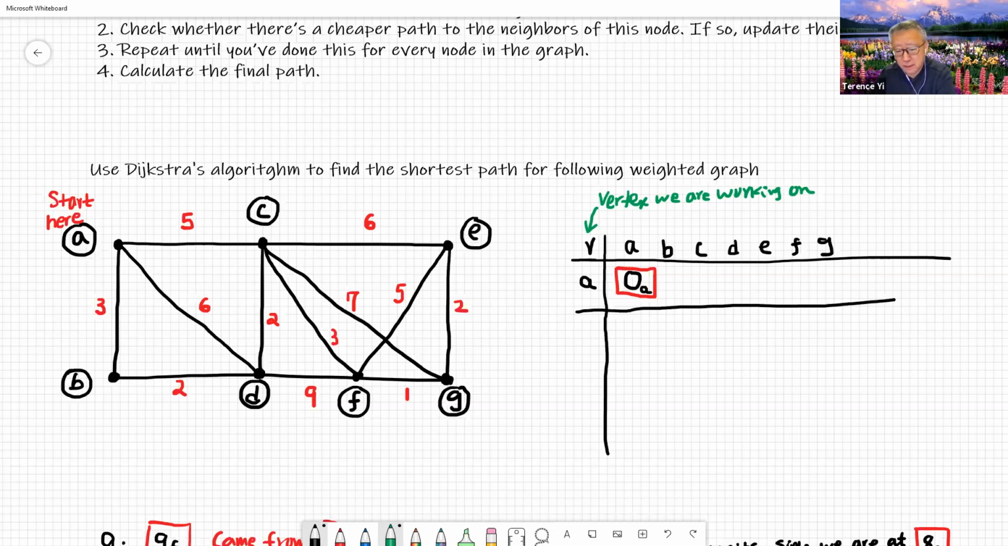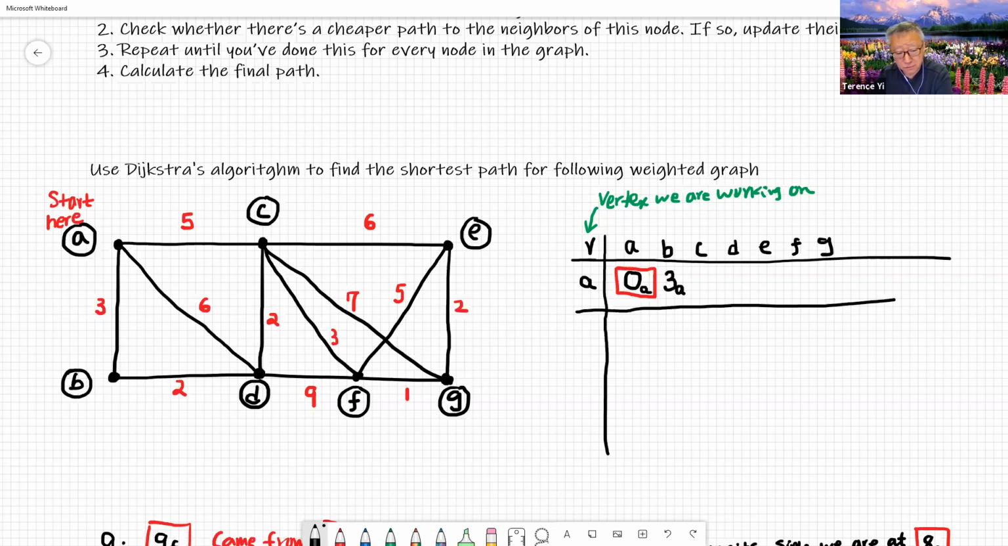Now between A and B, so I'm going to go from A to B. Now that's 3 units. So I'm going to put 3, and I'm going to put subscript A, indicating that A is the vertex that it came from. Okay, so A to B is 3 units. Okay, so far so good.